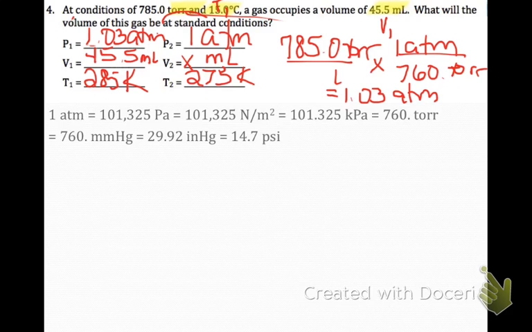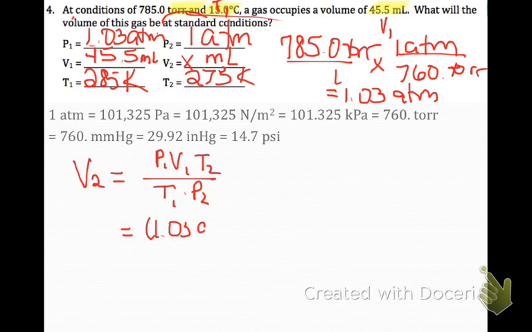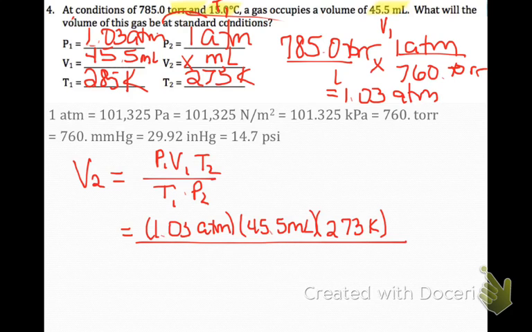We'll go ahead and solve for V2. So we know that V2 is equal to P1, V1, T2 over T1 times P2. So we'll put in all of our numbers, 1.03 ATM times 45.5 milliliters for P1. T2 is 273 Kelvin. Okay. T1 is 288 Kelvin. It's supposed to be an 8, sorry guys. And then we need P2, which is 1 ATM.